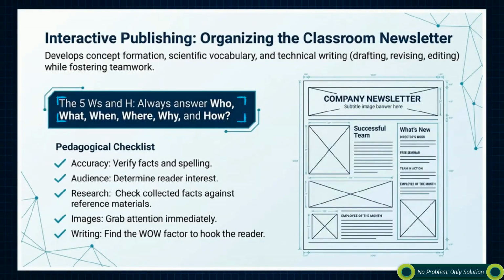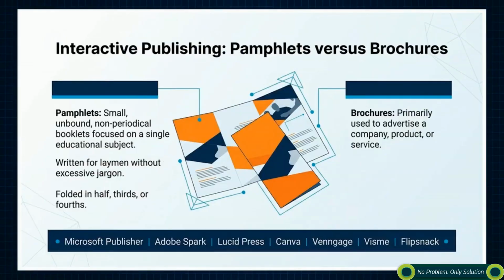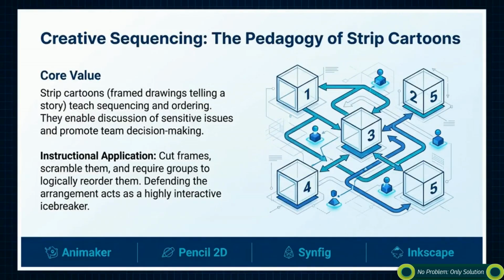When choosing a format, distinguish between pamphlets and brochures. Pamphlets are unbound booklets focused on a single educational subject for a general audience, while brochures are primarily used for advertising. For teaching logical ordering, you can use strip cartoons. By scrambling the frames and asking student groups to reorder them, you facilitate an interactive exercise in sequencing and group decision-making.